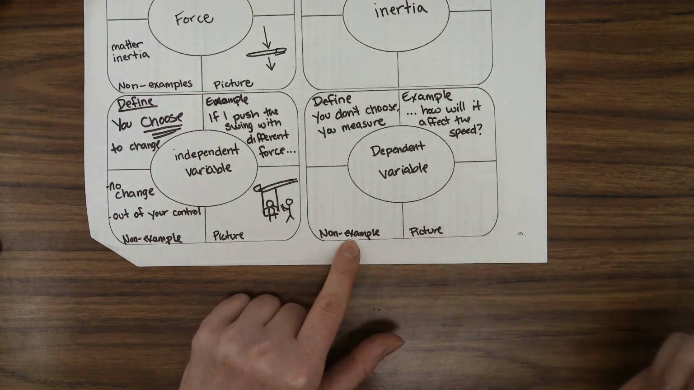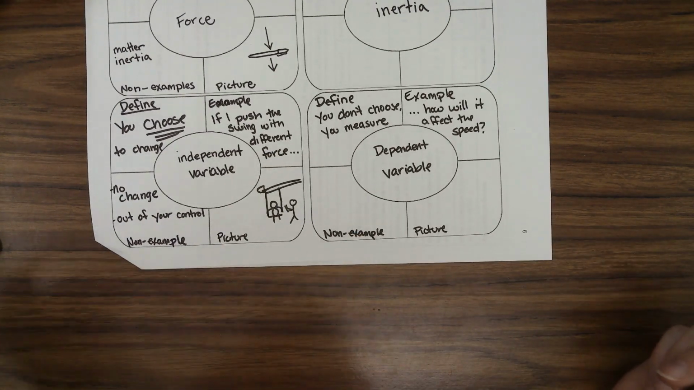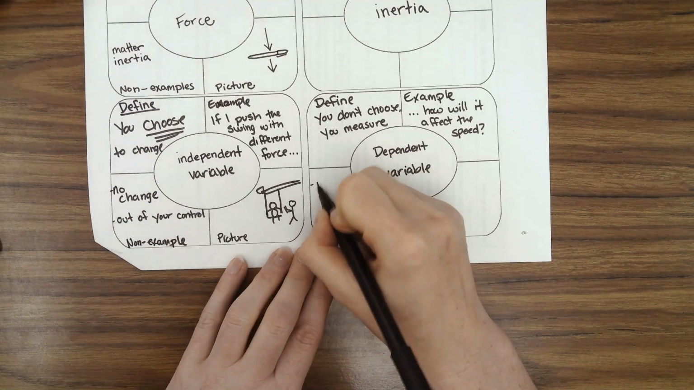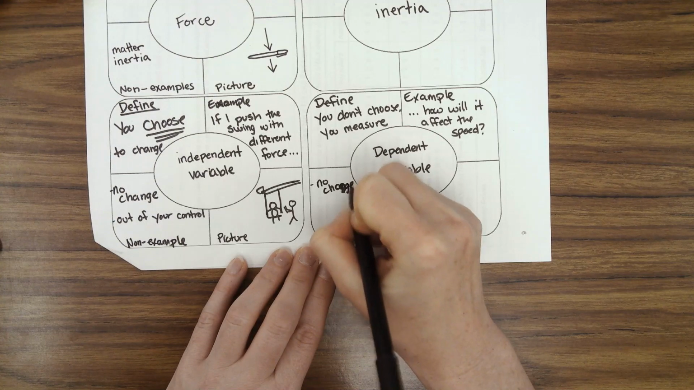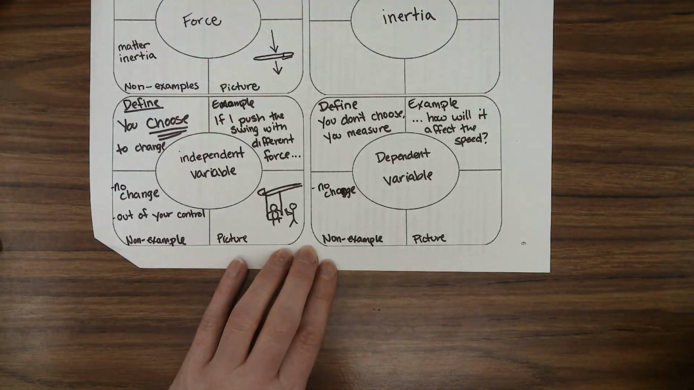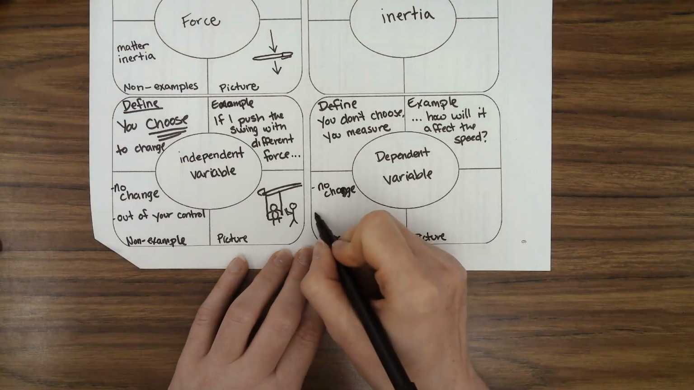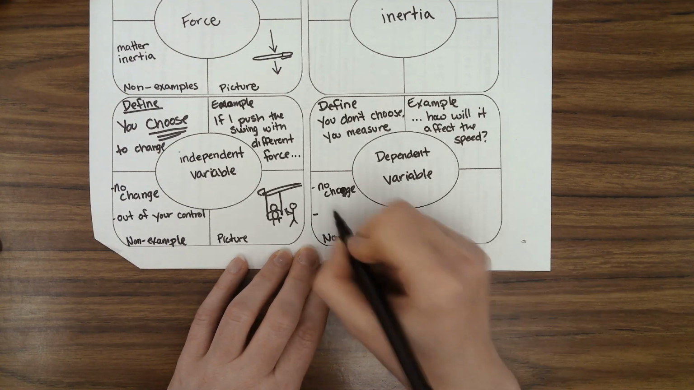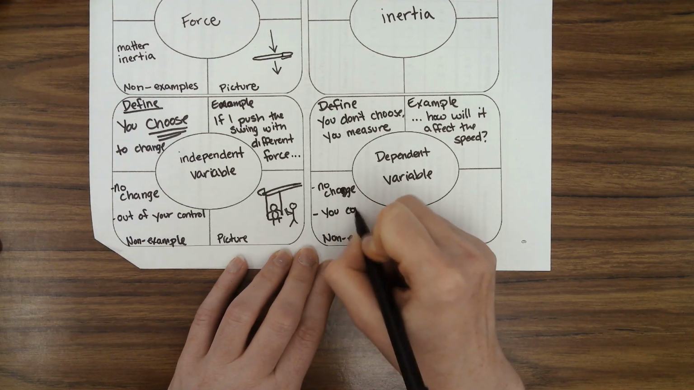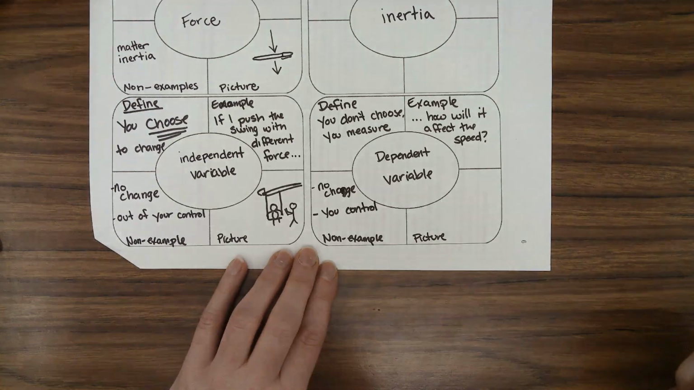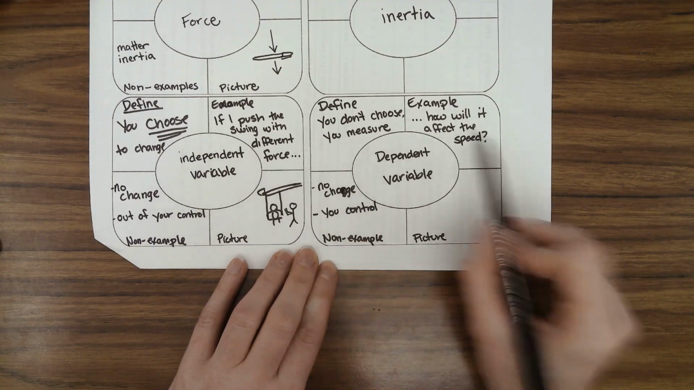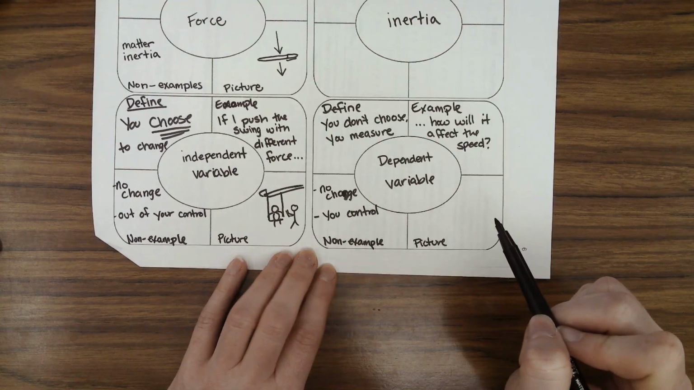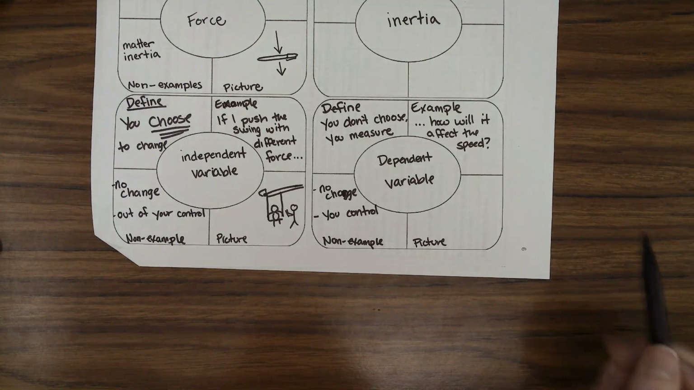Okay, let's go to a non-example. Once again, if it doesn't change, it's not a variable at all. So if there is no change, then it is not a variable. And if you can control it, then it is not a dependent variable because the speed depends on how hard we push the swing. We don't control the speed once we do that push. We are measuring the speed.